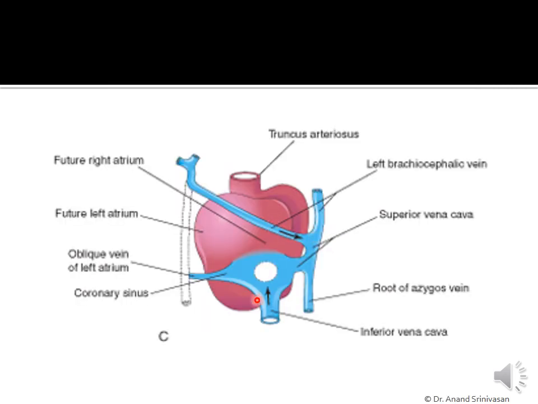And this is the final part, where the left horn of the sinus venosus becomes the coronary sinus, and the right horn forms a small portion of the right atrium, as well as the superior vena cava and the inferior vena cava.